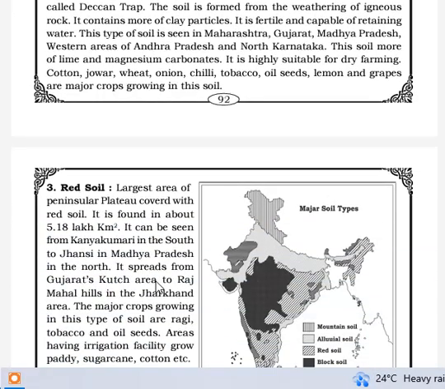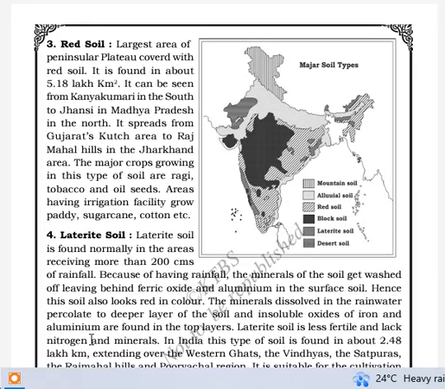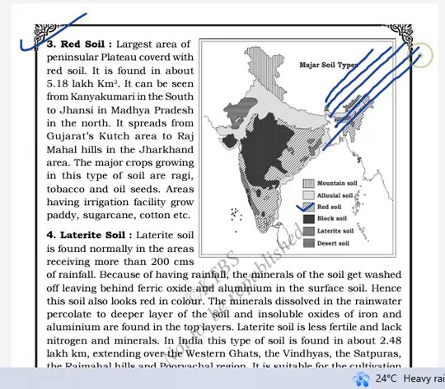Now let's read about the third type of soil, that is called the red soil. The largest area of peninsular plateau is covered with red soil. So if you look at the map of India, you can see the largest area which is covered is of the red soil. It is marked with the stripe marks like this. It is found in about 5.18 lakh kilometers square area.